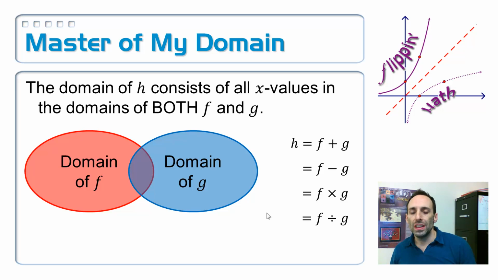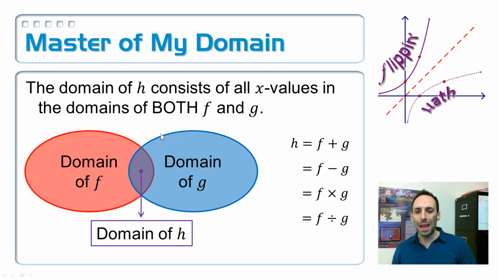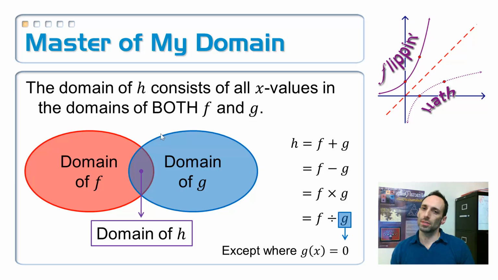Here I have a Venn diagram. On the left-hand side, what's in red is the domain of the f function, f of x, and the blue one is the domain of the second function, g of x. The part that's common to both of them, the slightly purple part in the middle in the overlap, is the domain of the new function h. Now, I have this additional restriction whenever it comes to division, which we saw in the last one. We have to make sure that the bottom function is not 0.